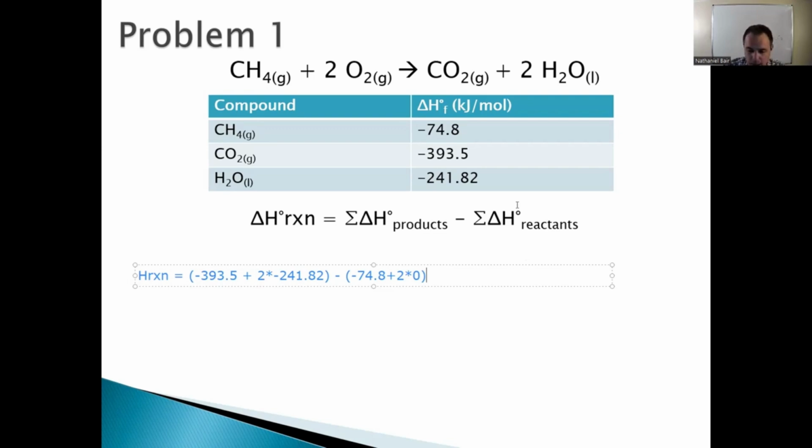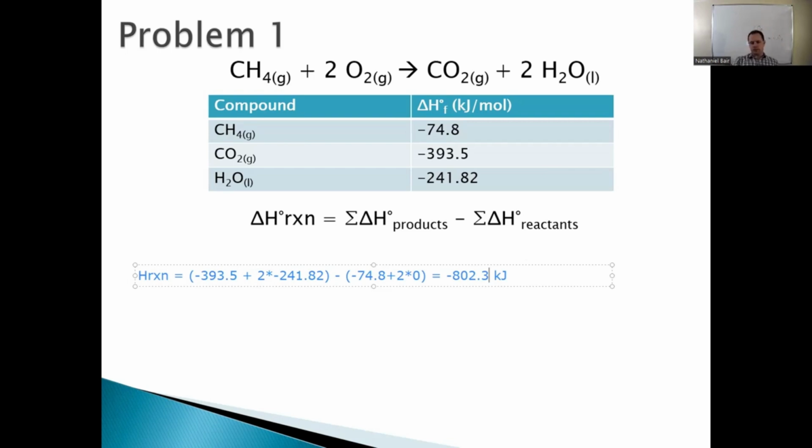How about a negative 802.34 kilojoules? I'm not going to nail you on sig figs here. Technically, I guess 10th place, right? Because, addition, subtraction is about the least accurate place value. So 2 of them stop at the 10th place. We're going to stop at the 10th place. Negative 802.3.